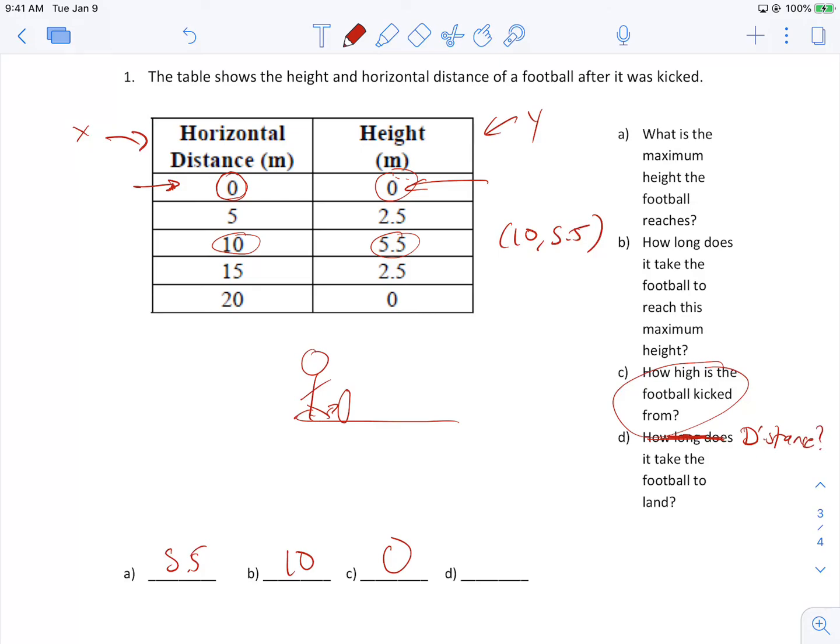So how far away from our starting position did it land? Well, we started off at 0. Eventually that football, we kicked it far, but it's going to have to hit the ground at some point, and that's here. So what's our distance when our height is back at 0? Well, that is our value of 20, so it went 20 meters.